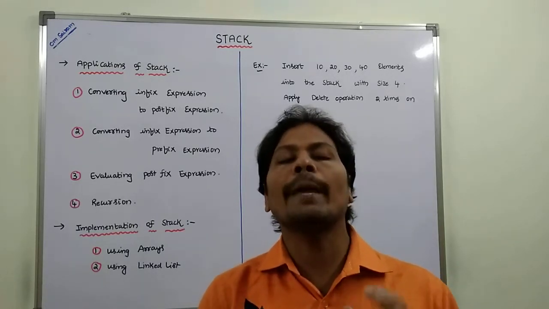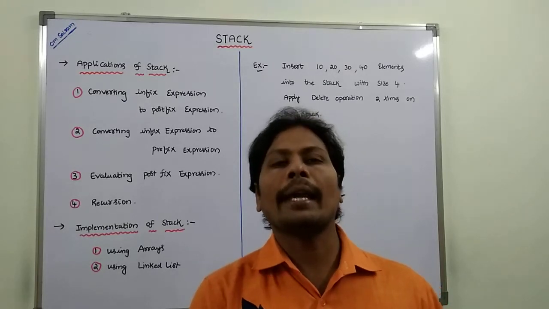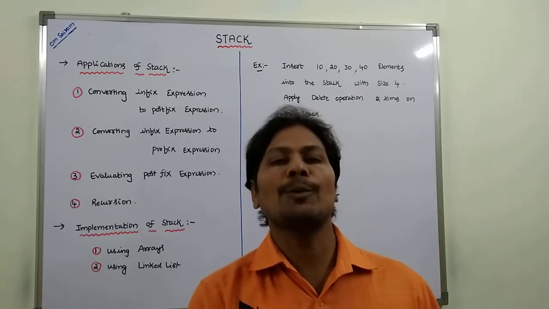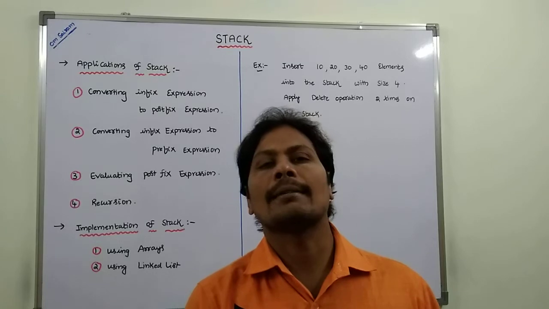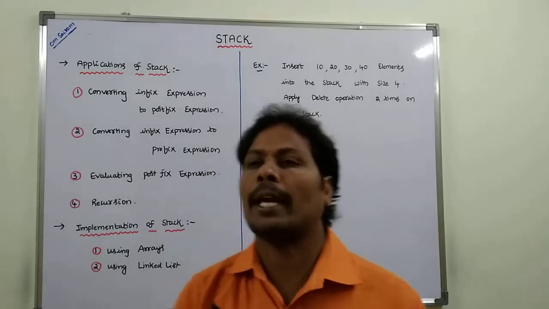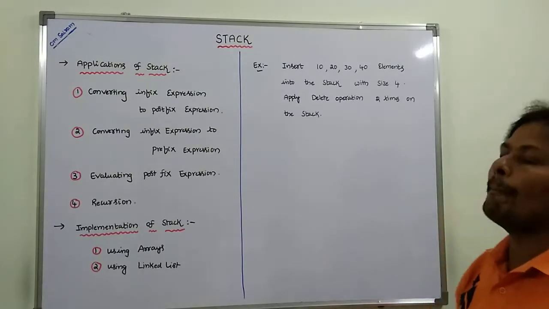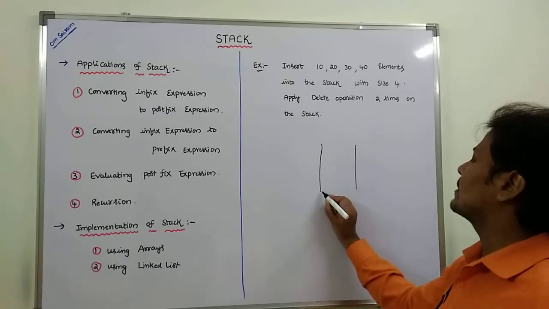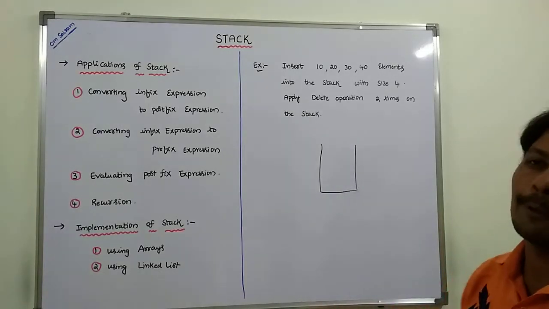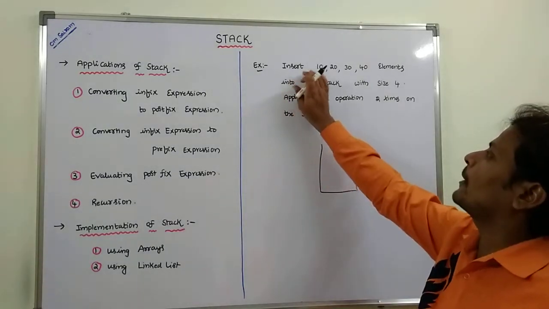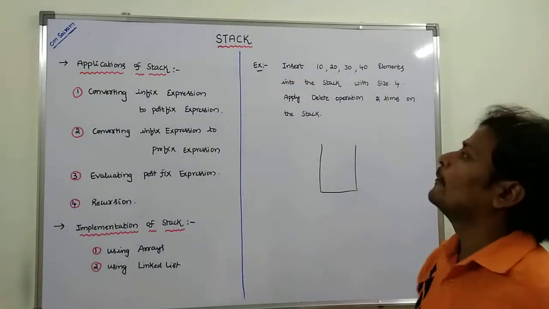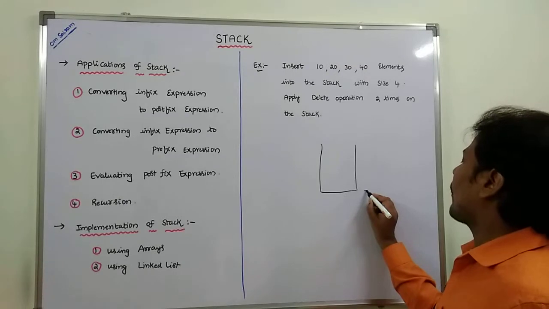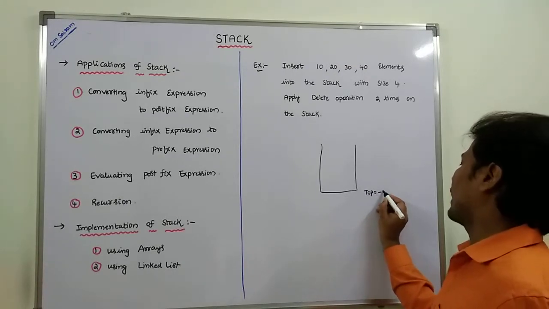Next one, how to implement the stack. A stack can be implemented in 2 ways. First one is stack using arrays and the second one is stack using linked list. Now we are observing this example. We take a stack with the size 4. First we are performing the insert operation 4 times. Initially top equal to -1.